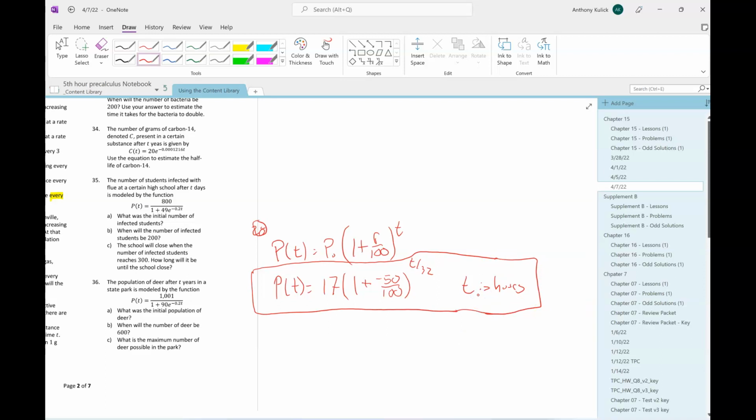And if I wanted to, I could simplify the 1 plus negative 50 over 100 as 1/2. That'd be fine also, or 0.5. That'll simplify all the way down to that.